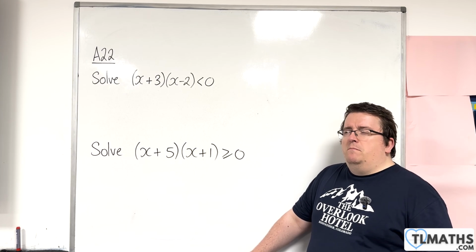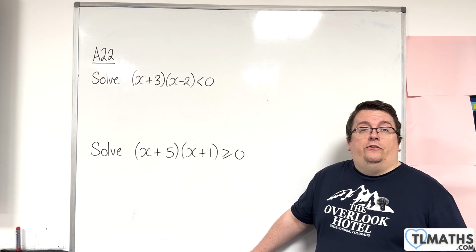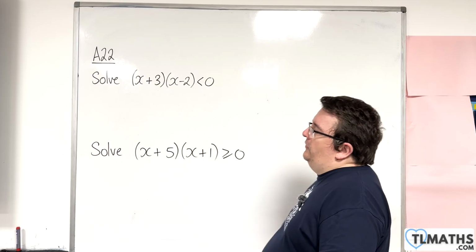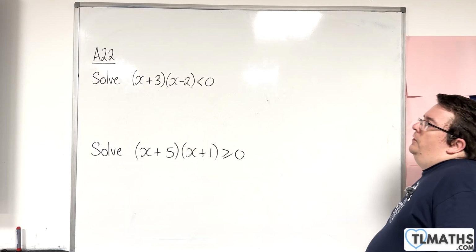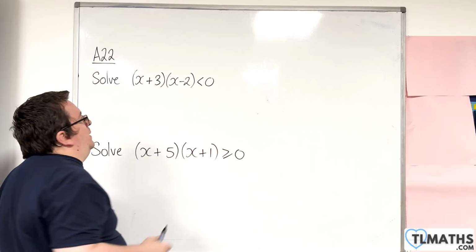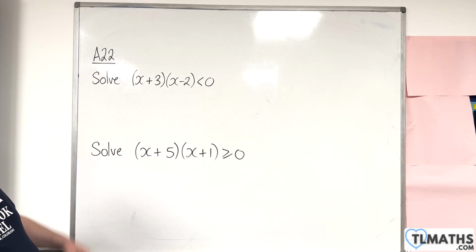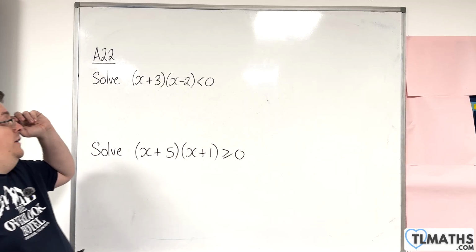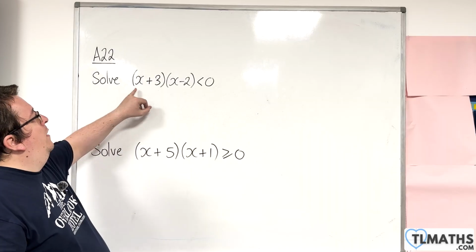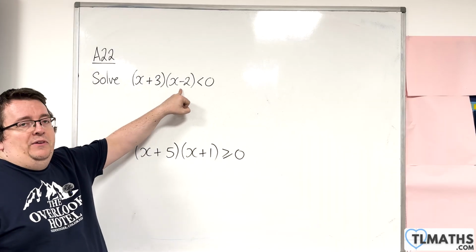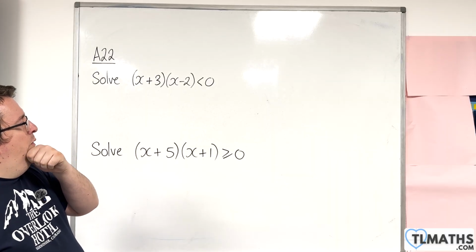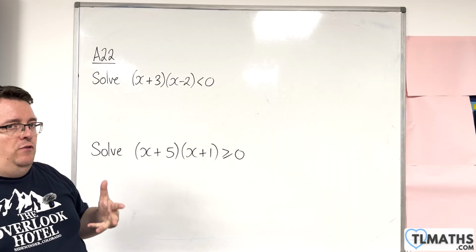from the sense that it reminds you of how to sketch quadratics as well. So it's a bit of a double whammy, okay? So it makes sense to do it this way. So if I want to solve (x + 3)(x - 2) < 0, what I want you to think about is imagine that the question is sketch y = (x + 3)(x - 2). So we're going to sketch what that graph looks like.